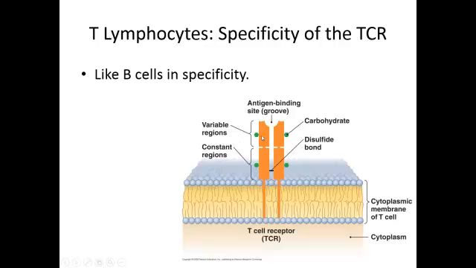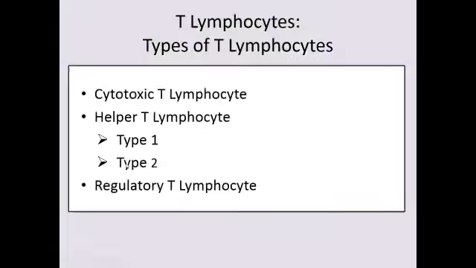Like with the B cells, we get these by gene shuffling, so that the antigen binding site is different for each T cell. Also, unlike B cells, TCRs are unable to recognize soluble antigens. They recognize antigens that are associated with major histocompatibility complex proteins, or MHCs, which we're going to be talking about a little bit later. There are three basic types of T lymphocytes.